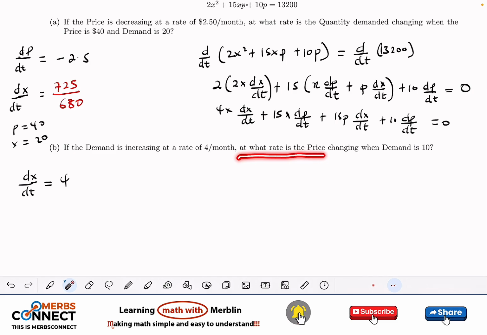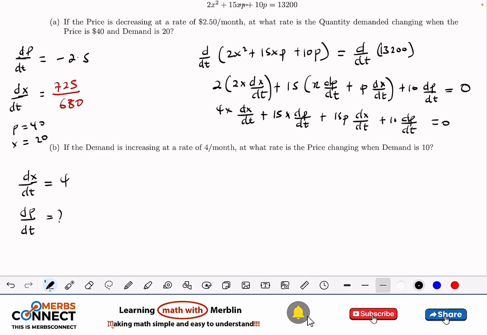At what rate is price changing? So rate, D over the T going with price. So we are looking for the P with respect to the T. So this is what we are looking for. And then demand, x is equal to 10.